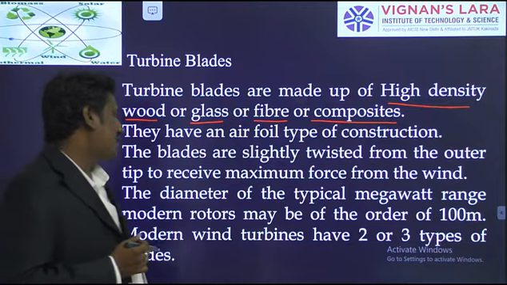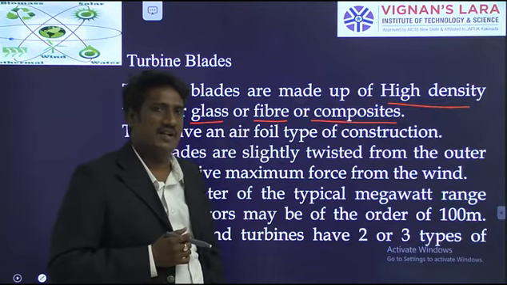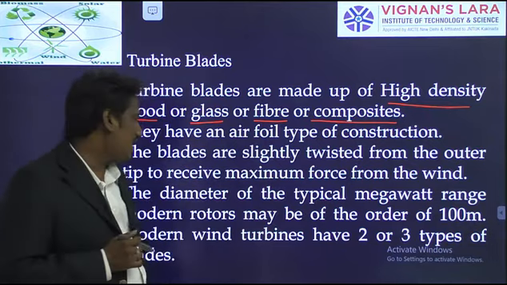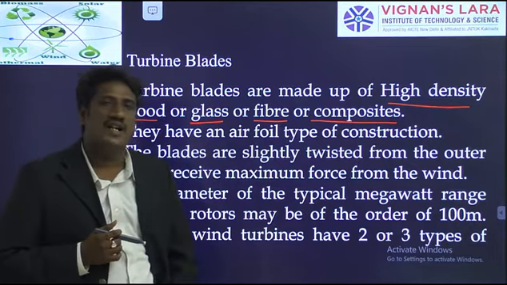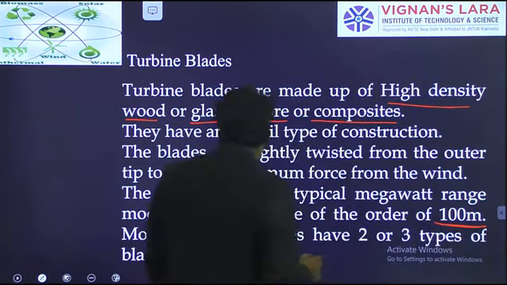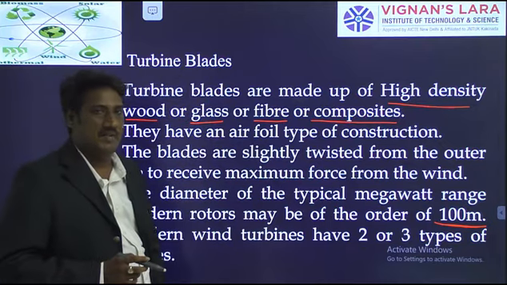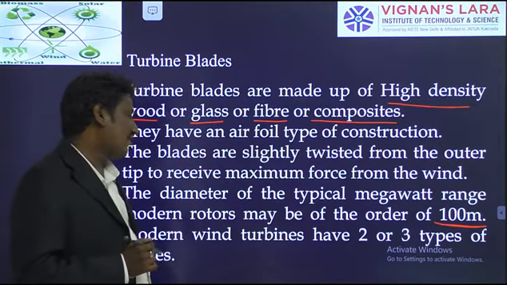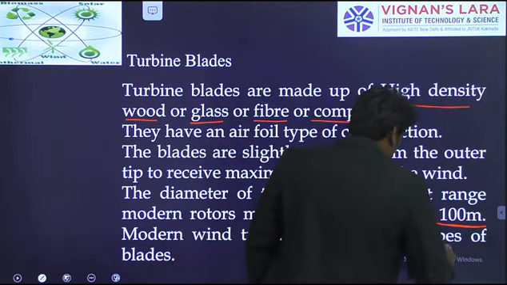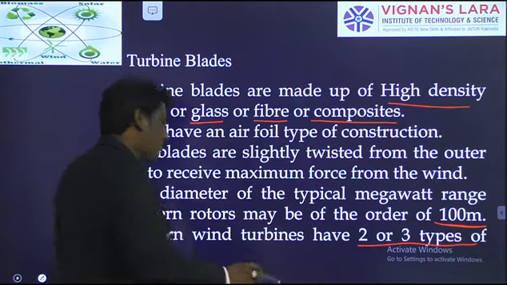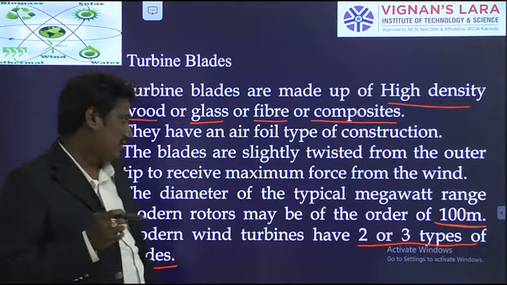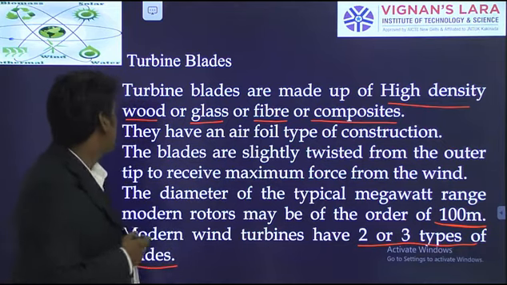The diameter of a typical megawatt-range modern rotor may be of the order of 100 meters. Modern wind turbines generally have 2 or 3 blades, so you can use 2 blades or 3 blades.